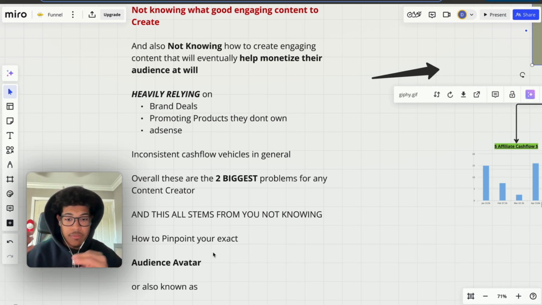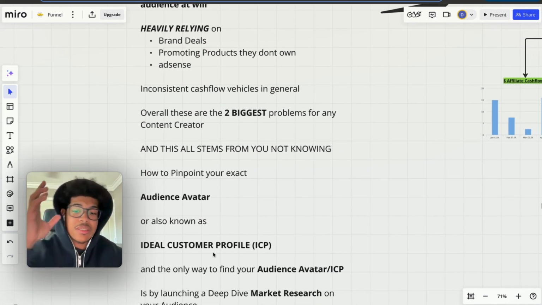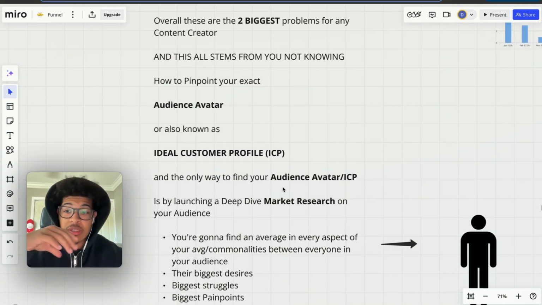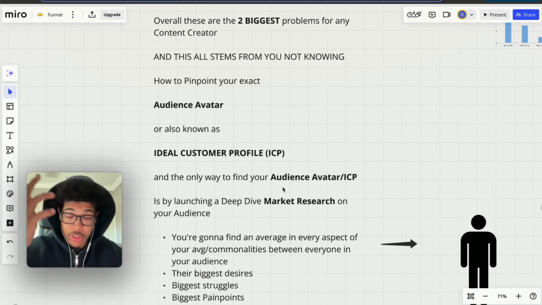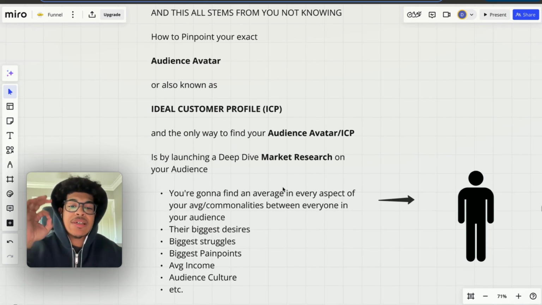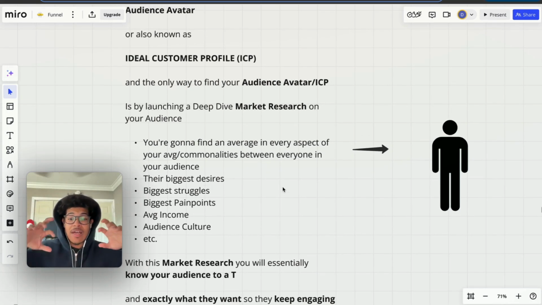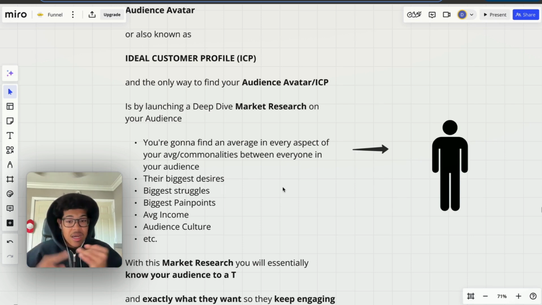general, and all of this stems from not knowing how to pinpoint your exact audience avatar, also known as your ICP, your ideal customer profile. And the only way you can do this, find your audience avatar, find your ICP, is by launching a deep dive market research on your audience, right? You want to find your average in every aspect of your audience, all the commonalities between everyone in your audience, their biggest desires, their biggest struggles, their biggest pain points, average income, their culture, you know, black or white.